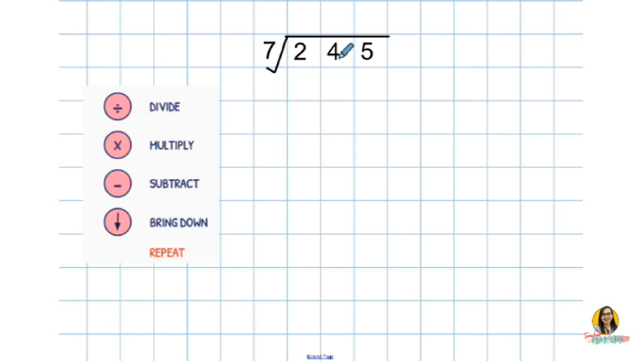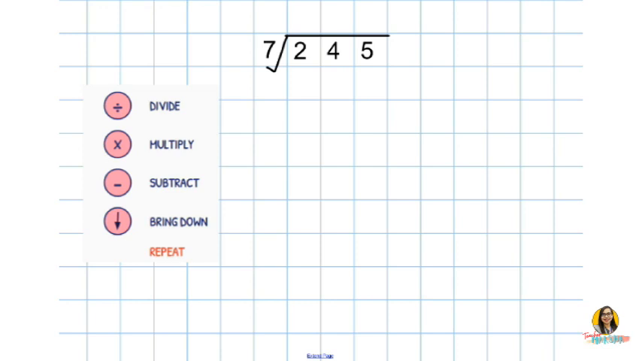So you have to think, how many groups of 7 are there in 24? We know that 7 times 3 is equal to 21, and that 7 times 4 is equal to 28. So we won't be able to get 4 groups of 7 from 24 because that's going to be more than 24. So we can only get 3 groups of 7, which is 21. So again, 24 divided by 7 is 3.